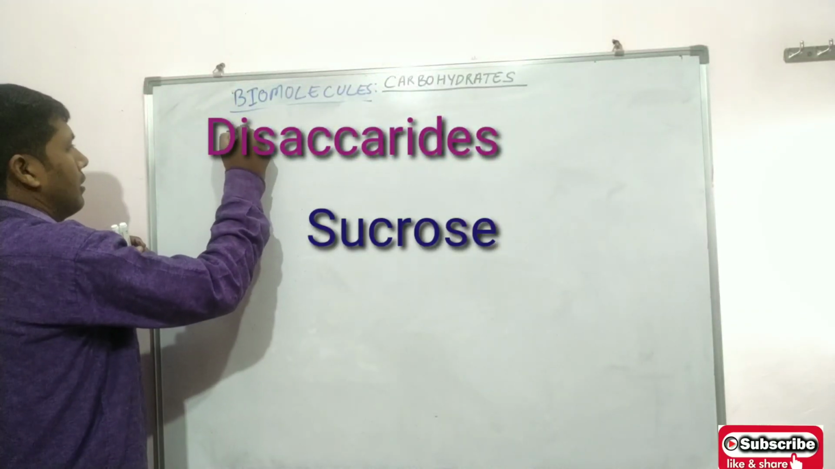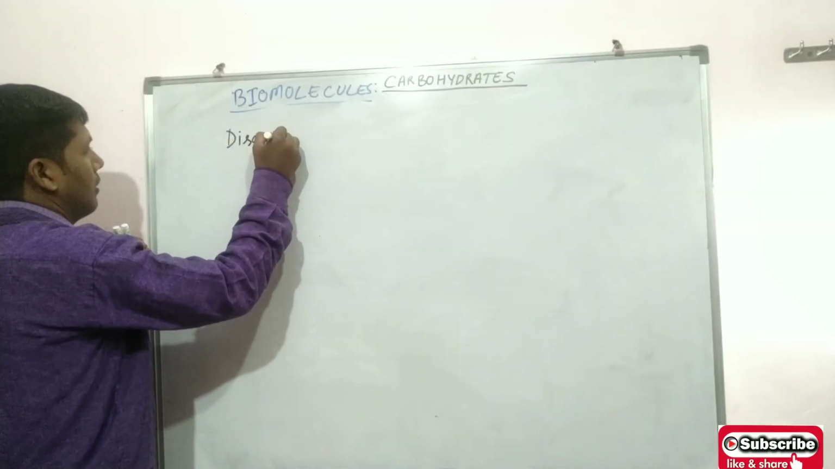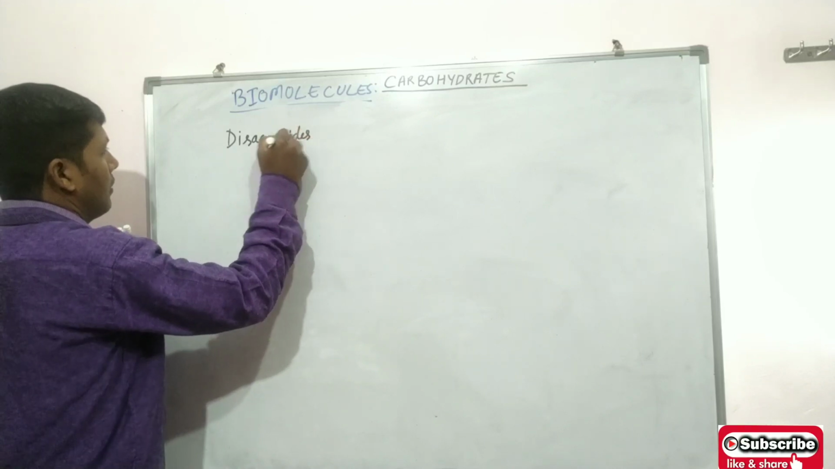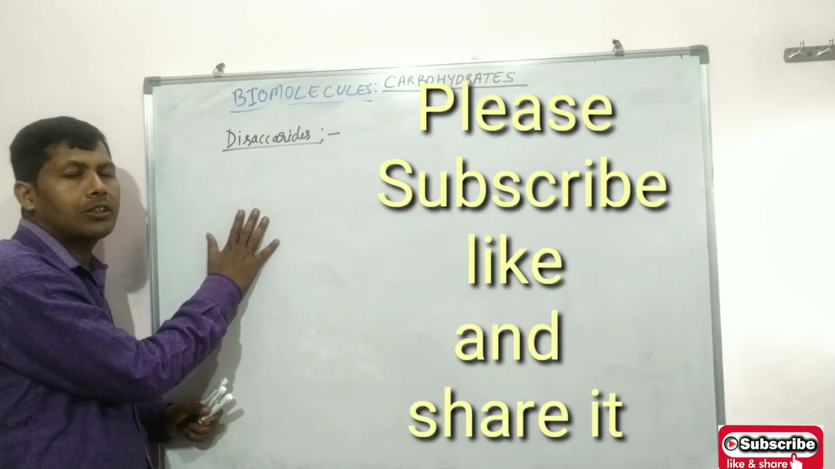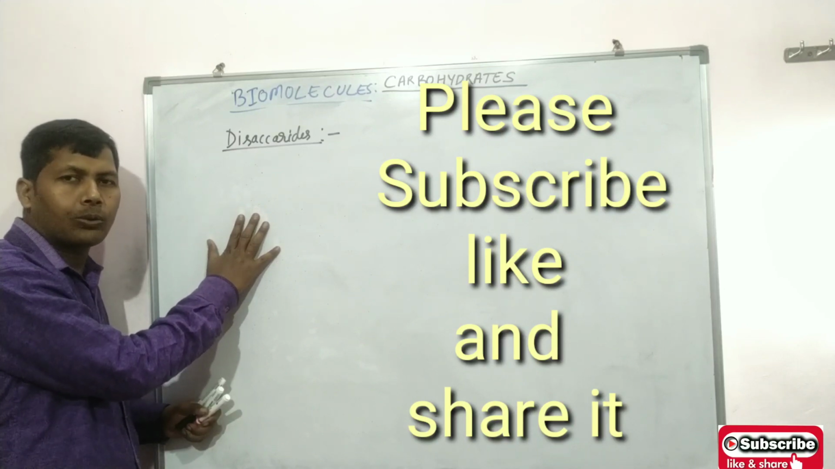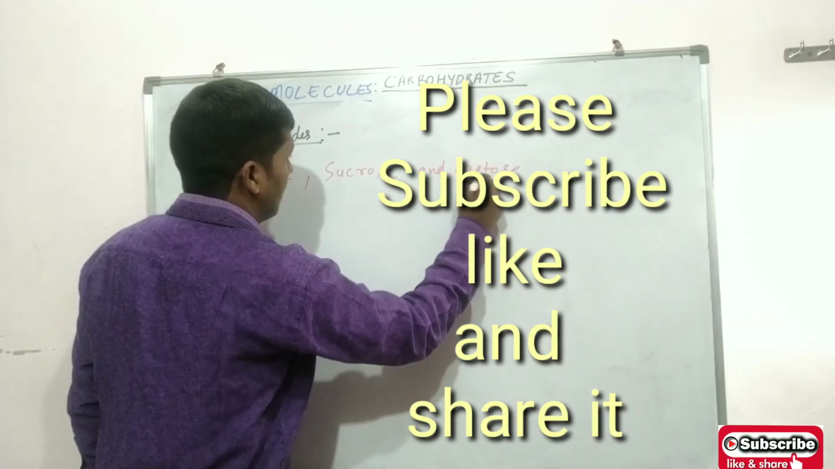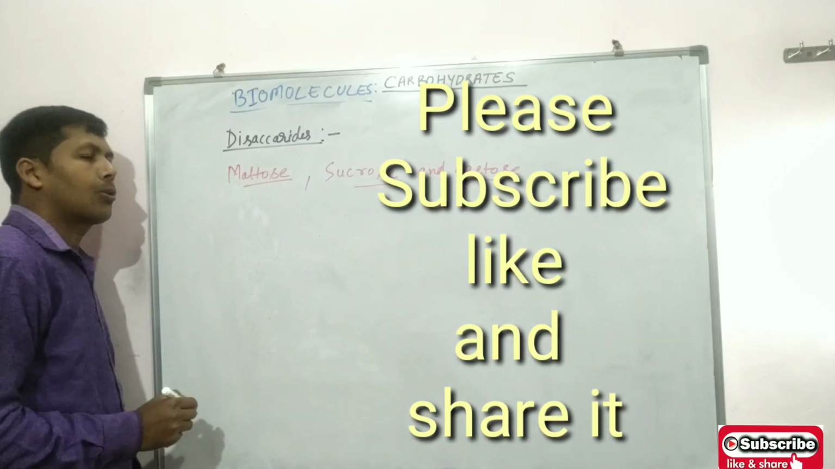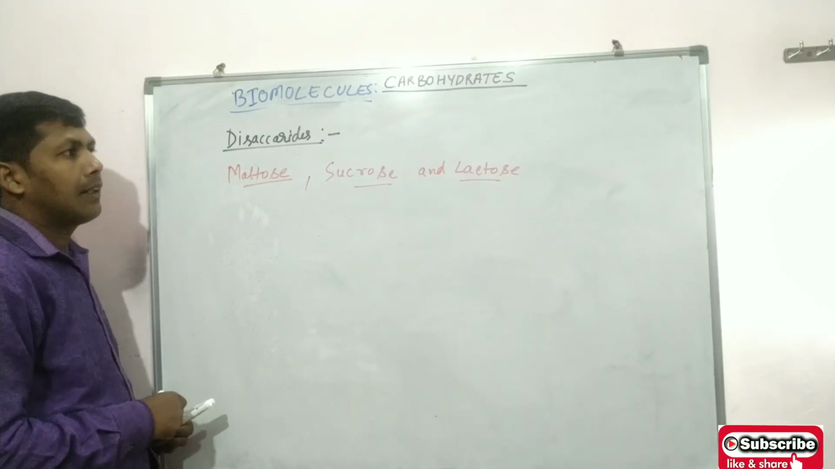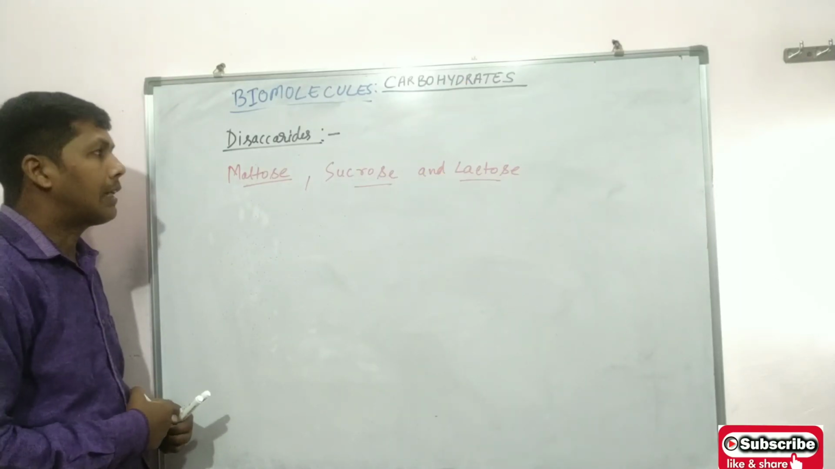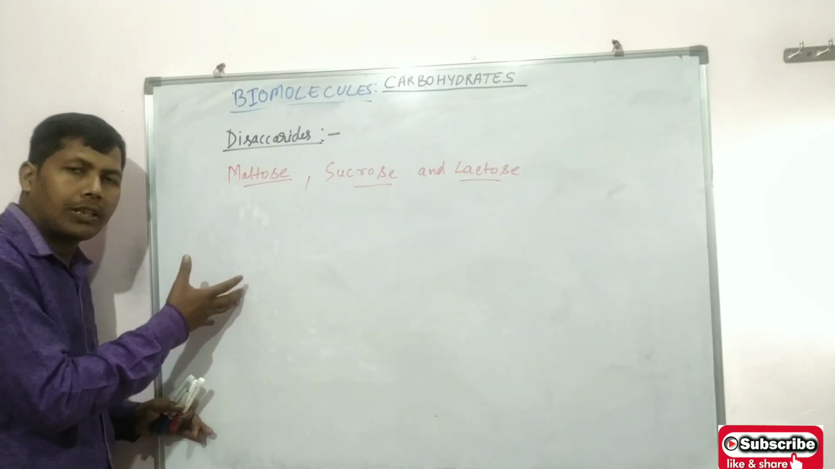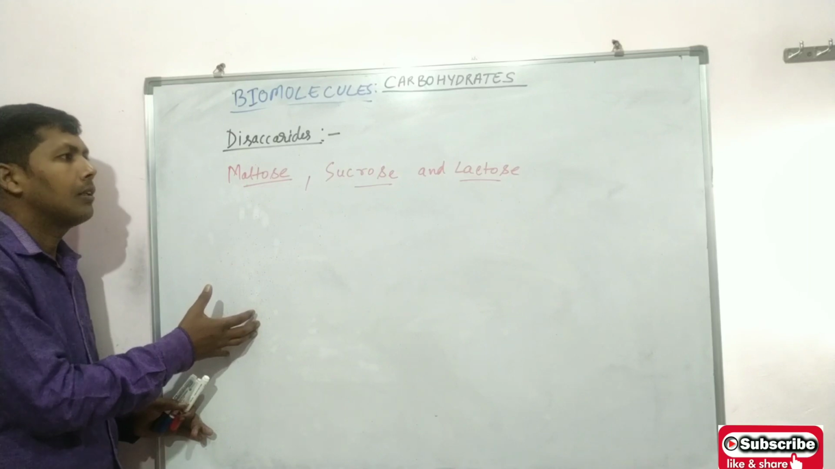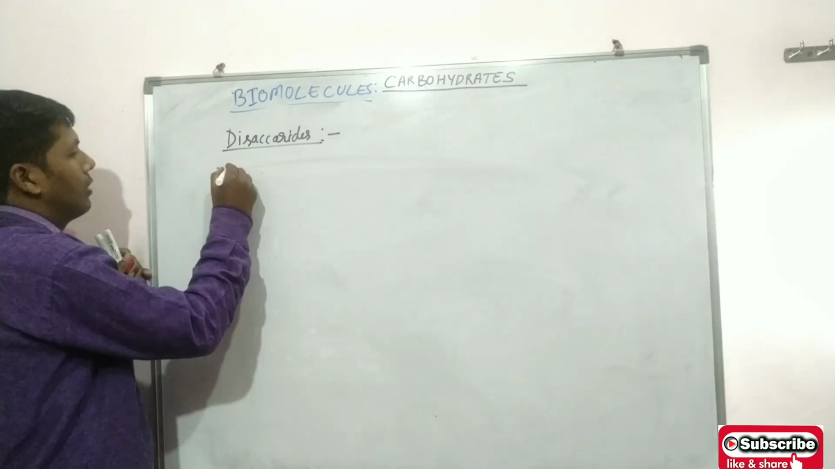Disaccharides. As the name suggests, in disaccharides, two units of sugar are present: maltose, sucrose, and lactose. These are the examples of disaccharides. We discuss maltose in detail and then we discuss sucrose.